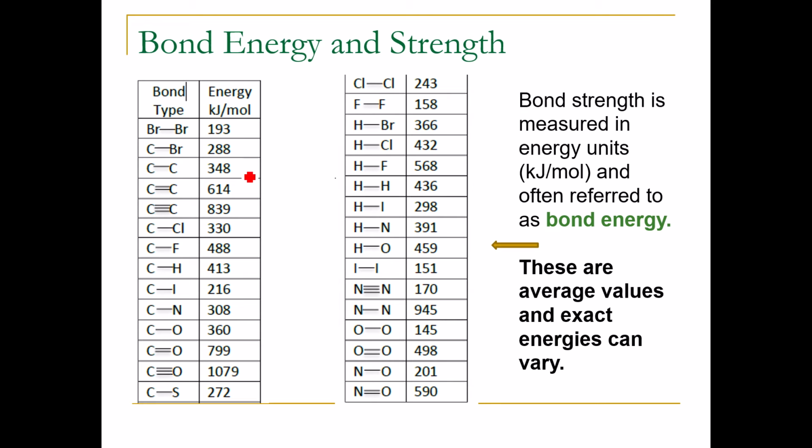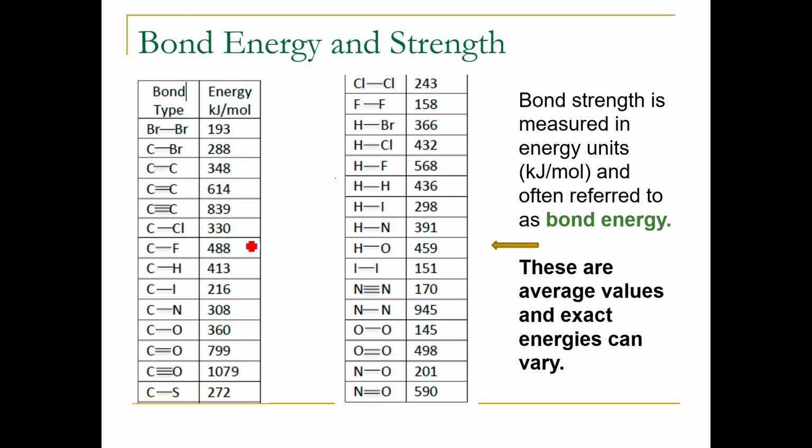Now, bond energy differs based on whether we have single, double, or triple bonds, even between the same atoms. So we see here carbon-carbon single bond has less energy than a double bond, less energy than a triple bond. So as our bond order increases, the energy needed to break those bonds also increases. We also see a difference even between different atoms, so carbon-oxygen double versus carbon-oxygen triple. Again, bond order increasing, we see an increase in energy requirement.